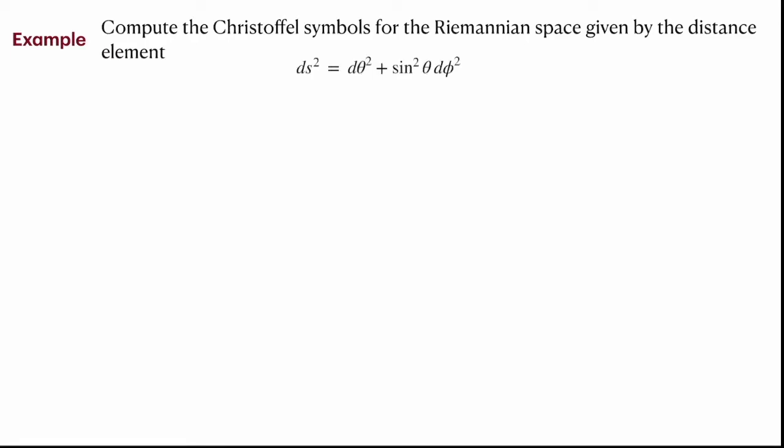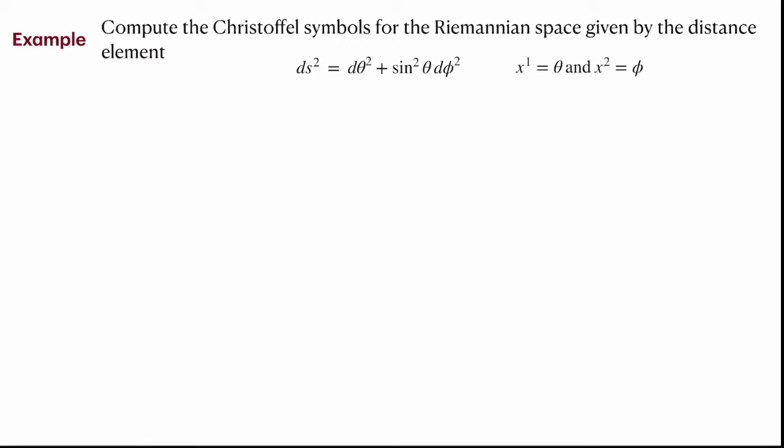Let's go ahead and take an example. The example is to compute the Christoffel symbol for a Riemann space given by the distance element ds² = dθ² + sin²θ dφ². So you all know this is a metric on a two-sphere, where the coordinate x1 is given by θ and the coordinate x2 is given by φ.